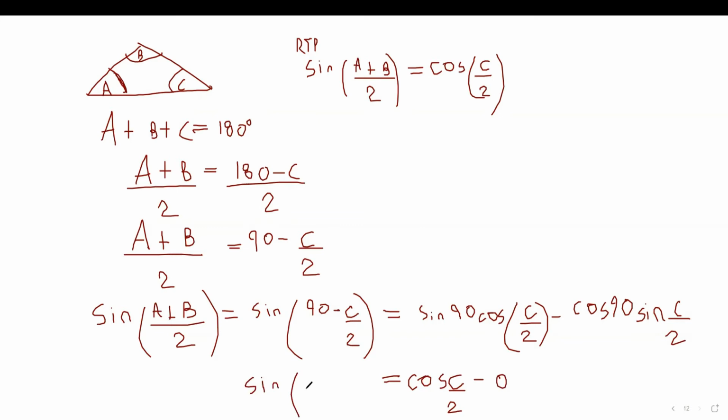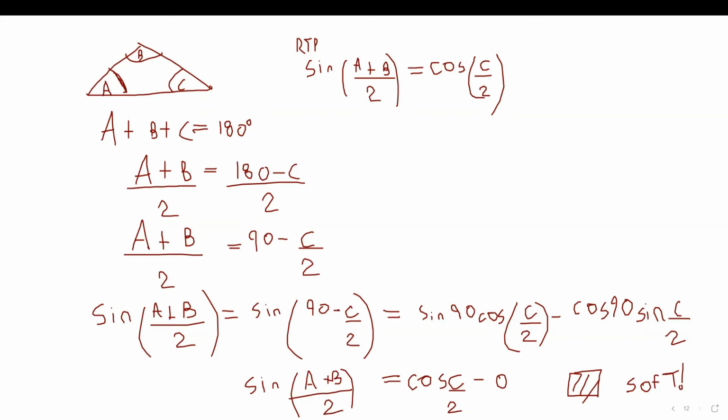So the sine of A plus B over 2 is equal to the cos of C over 2 minus 0, which is just the cos of C over 2. So see, they're proven. We're done. You write soft with a capital T. Yeah, man, it's that easy.